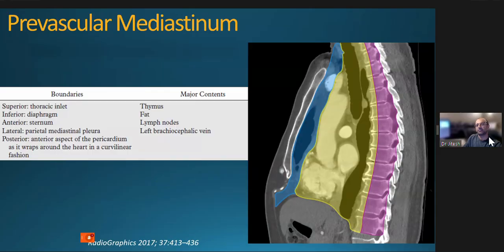So we will start with the prevascular mediastinum. This is the most important compartment in the mediastinum. More than about 50% of the masses occur in the prevascular mediastinum. So we will start with the prevascular mediastinum, as I already discussed with the boundaries of this space. The major contents are thymus, fat, lymph nodes, and the left brachiocephalic vein.